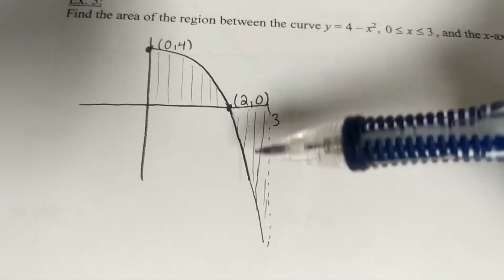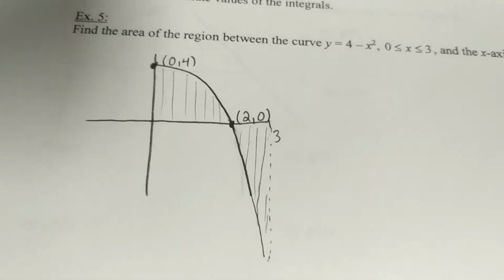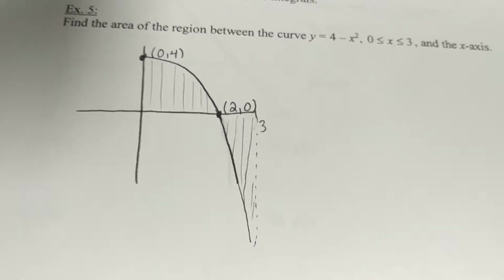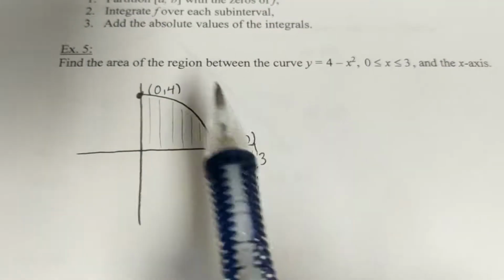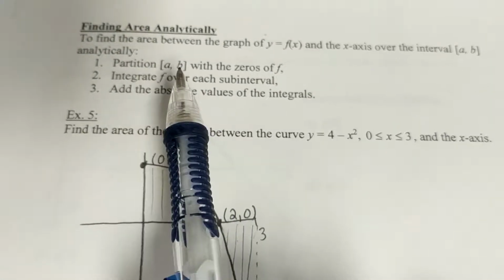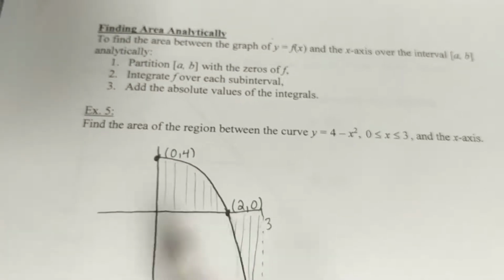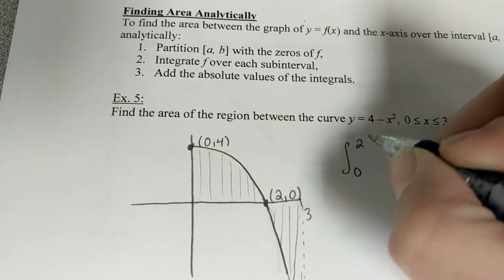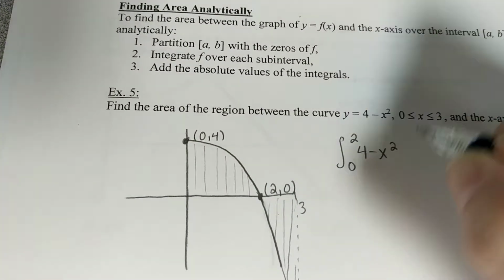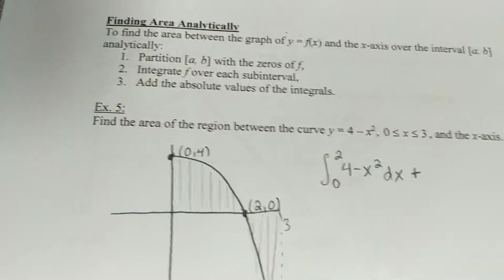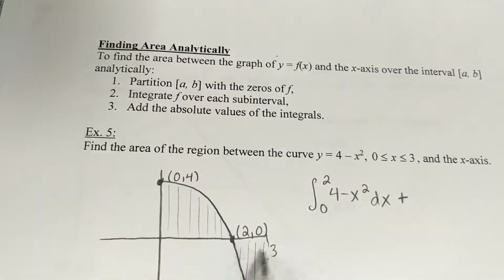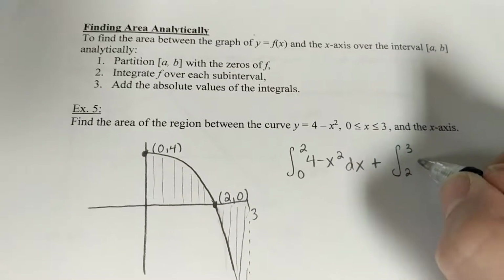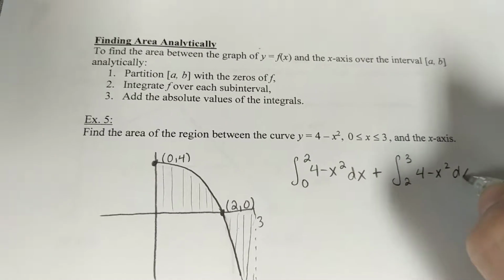So what I want you to see is that you have negative area and you have positive area. But according to our rules, we can't have area that's negative. So if they want us to find the area, it says cut it off at the 0. So my 0 is at 2. So that means I need to do the area from 0 to 2 of 4 minus x squared. And then the other area was from 2 to 3 of 4 minus x squared.